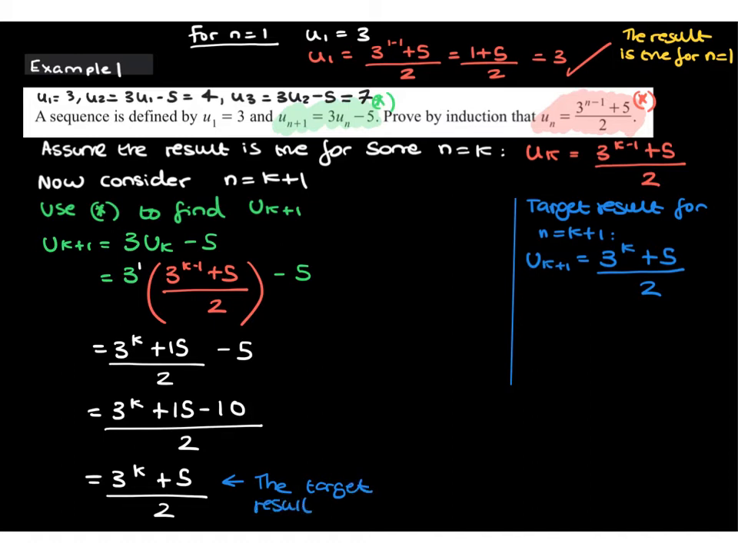Or the target expression. So we have proven that if the result is true for n equals k, it is also true for n equals k plus 1. And because the result is true for n equals 1, by induction, it must be true for all integers n greater than or equal to 1. So let's move on to our second example here.